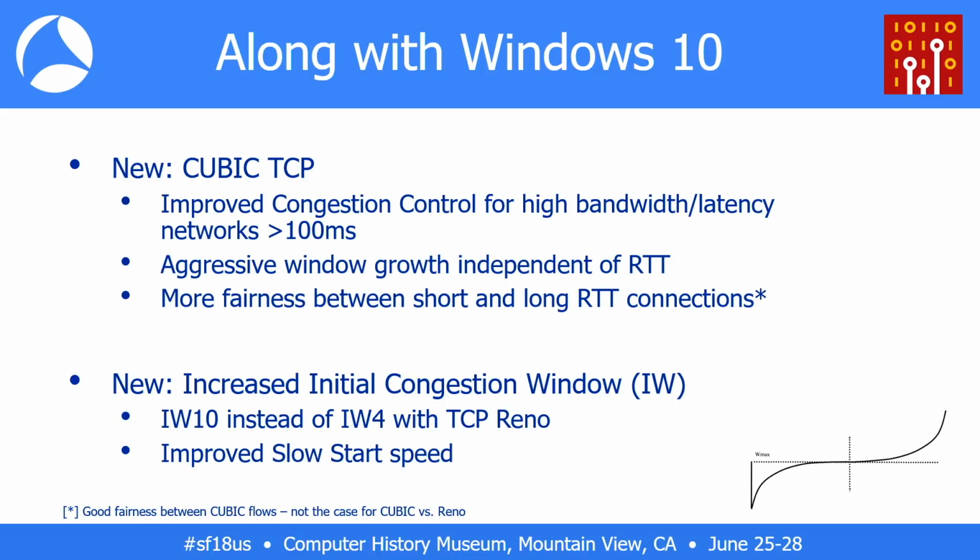Another thing that they changed in Windows 10 is the initial window size, so the initial congestion window size. Remember what I told you in the first couple of slides. There's an initial size of 1, 2, 4, or 10 maybe, and with Windows 10 and Server 2016, they increased it to 10 times the maximum segment size. All right.